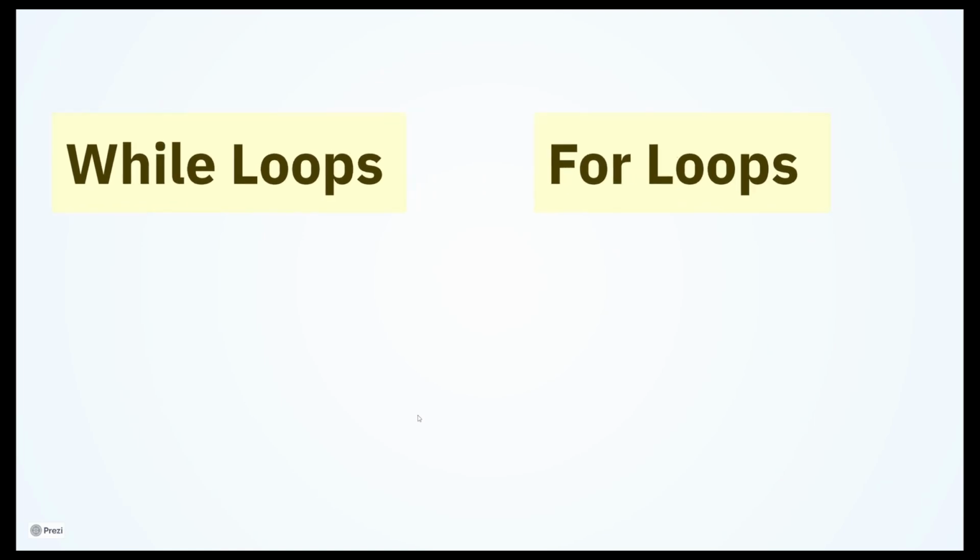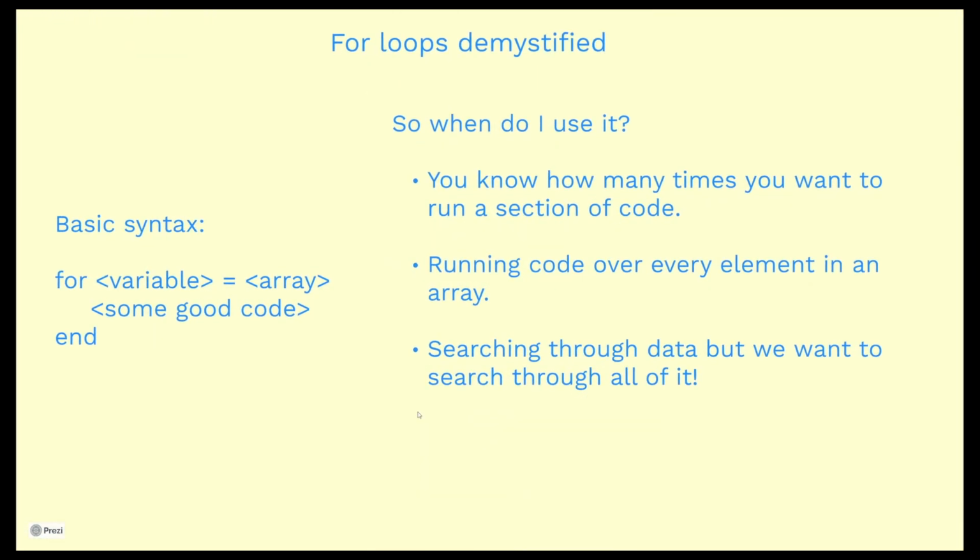Alright, for loops. So, the basic syntax for a for loop is for some iteration variable, equals some array, and then some code that we want to run multiple times, and then of course the end keyword. So, when do I use a for loop? Well, when you know how many times you want to run a section of code, or when you're running code over every element in an array, or when you're searching through data, but we want to search through all of it and not just stop once we've reached some condition.